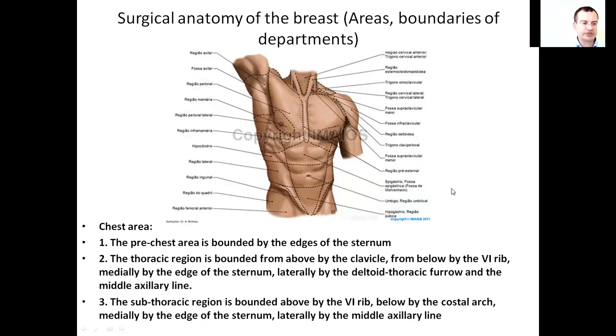Chest area. The breast chest area is bounded by the edge of the sternum. The thoracic region is bounded from above by the clavicula, from below by the sixth rib, medially by the edge of the sternum, laterally by the deltoid thoracic furrow in the middle axillary line. The subthoracic region is bounded above by the sixth rib, below by the costal arc, medially by the edge of the sternum, laterally by the middle axillary line.